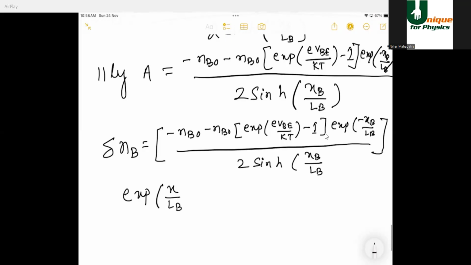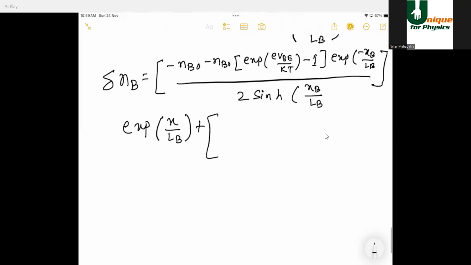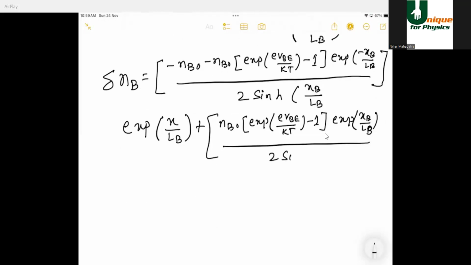So this is the first term, and for the second term we need to substitute the value of B, which was nb0 exponential of e vbe upon kt minus 1, multiplied with e to the power xb by lb, whole divided by 2 sinh of xb by lb.